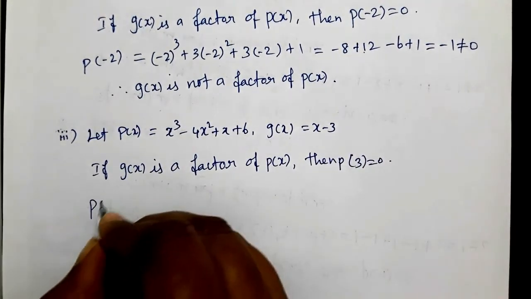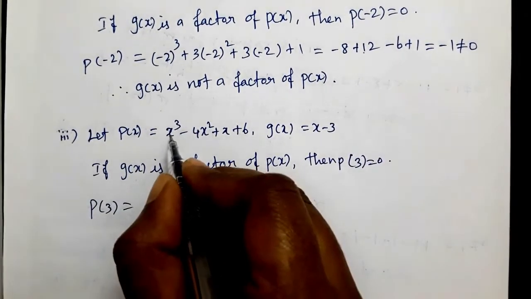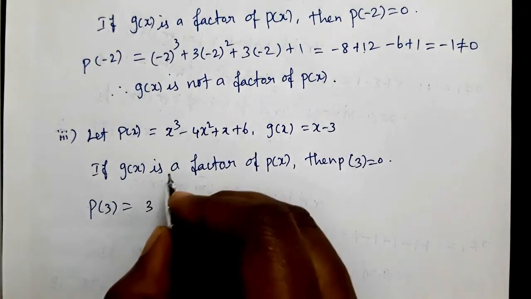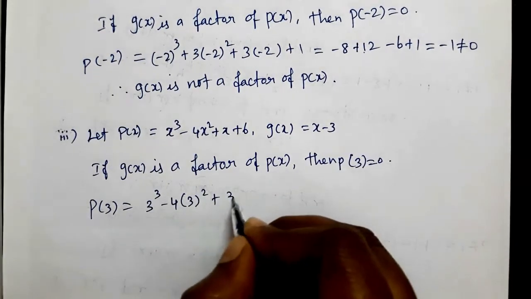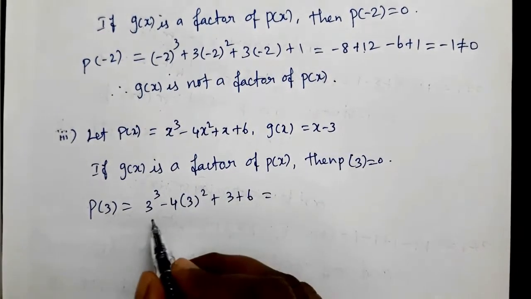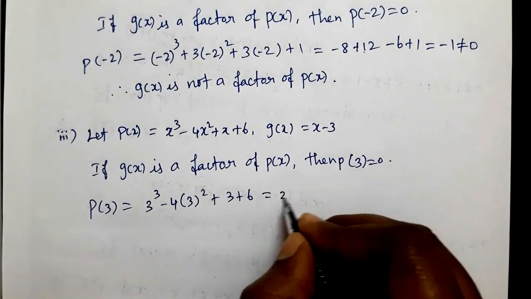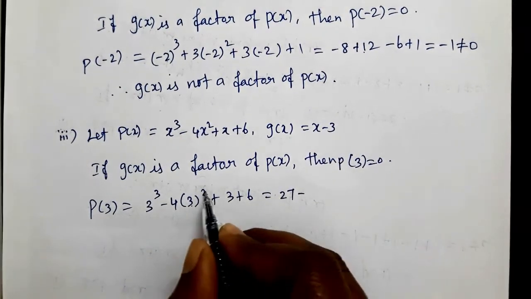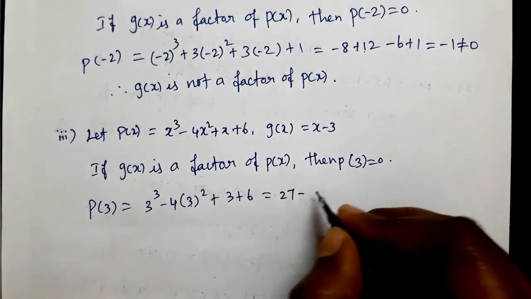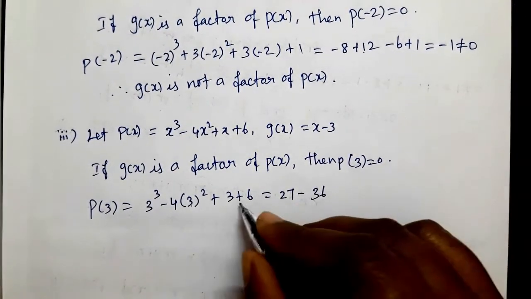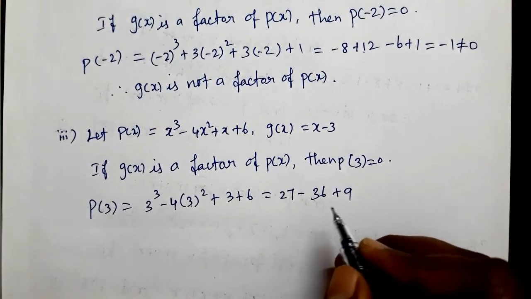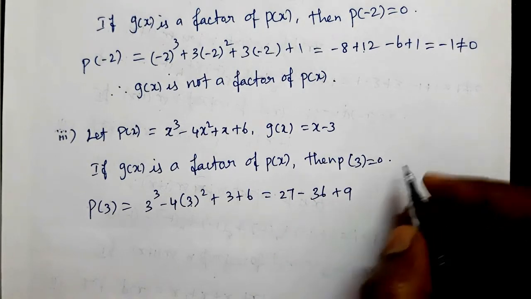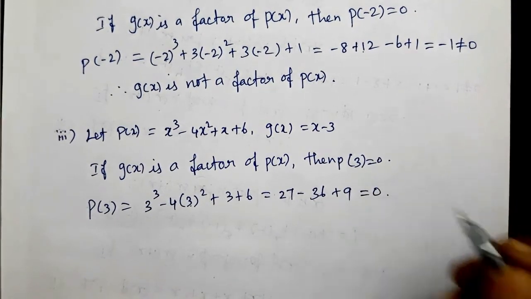Now we need to find p of 3. Here, x instead of we can substitute 3. So we will get 3 cube minus 4 of 3 square plus 3 plus 6. Simplify here: 3 raised to the power 3 we will get 27. Here 3 power 2 we will get 9. 9 4s are 36. Here plus 3 plus 6 we will get 9. Here 9 plus 27 we will get 36. So 36 minus 36 we will get 0.